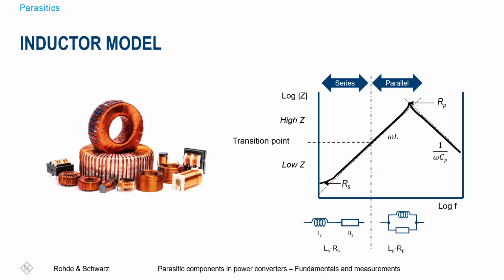The impedance will keep growing until a breaking point, and after this breaking point, the inductor will start to behave as a capacitor. This is thanks to the parasitic capacitance of this inductor, and the impedance will start to decrease.